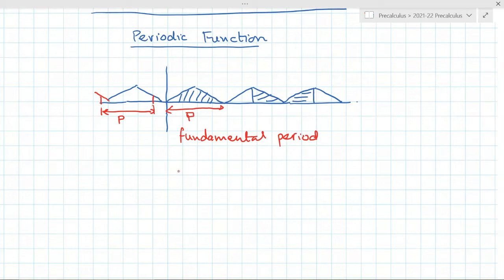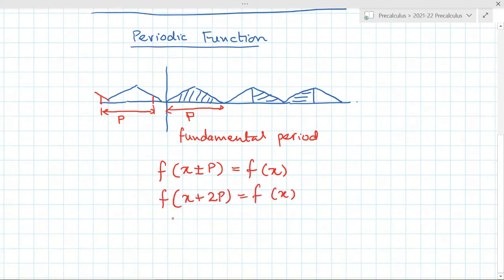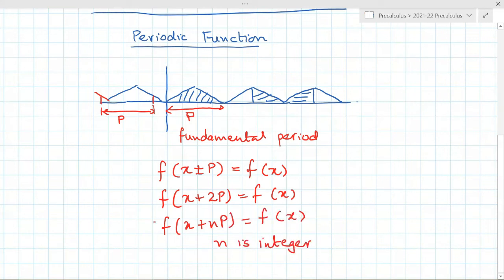So how do I shift it left or right? f(x + P) or f(x - P). That means if I shift it left or right, I'll get exactly the same thing, which is f(x). And what if I shift it by 2P? Still the same. What if I shift it by nP, where n is a whole number, like 10P? Still the same. That is how you can check if something is periodic.